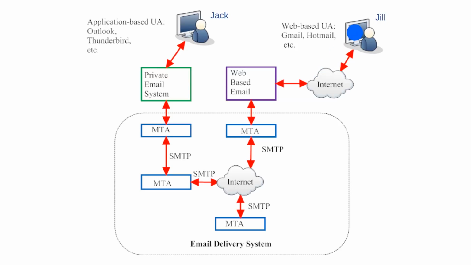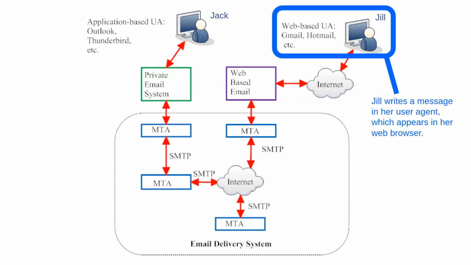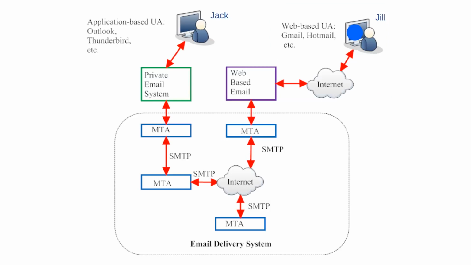If Jill wanted to send a message back to Jack, the whole process would be reversed. Jill would write a message in her user agent, which appears in her web browser. When she hits send, the email would travel through the internet to her web-based email client. This email client would forward the email to a message transfer agent. The message would travel across the internet through various message transfer agents, and the final message transfer agent would keep the email in storage until Jack's user agent requested access to new incoming emails.